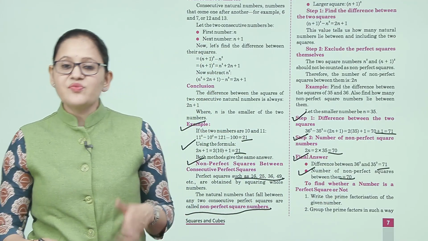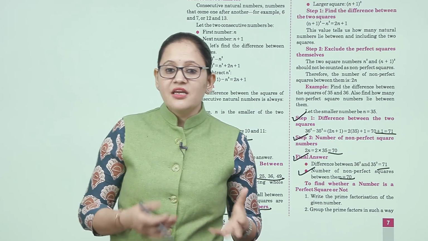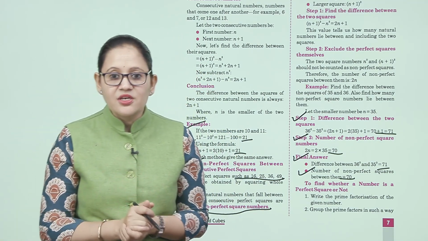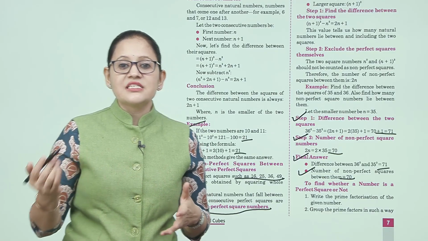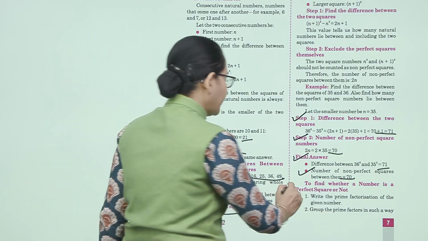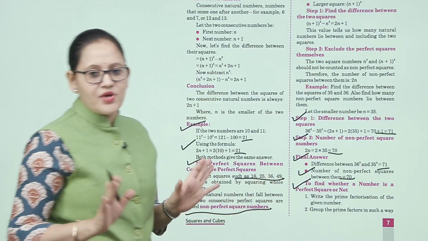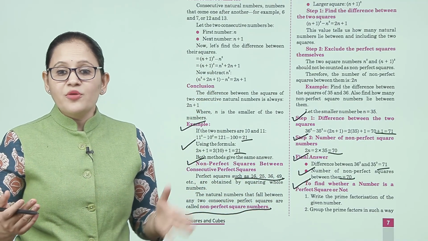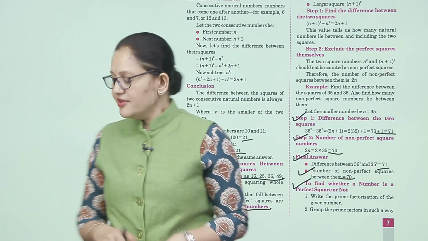Clear? So, this way we can find out how many non-perfect square numbers lie between two perfect square numbers. Now, how can we find out whether a given number is a perfect square or not? Write the prime factorization of the given number. Group the prime factors in such a way.